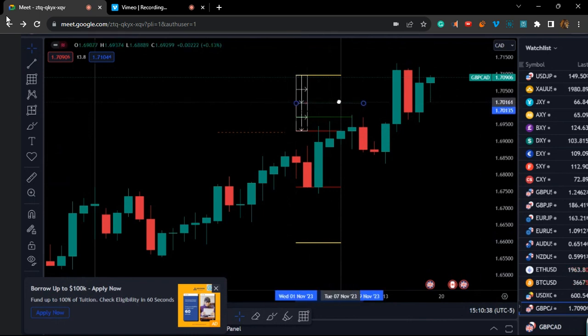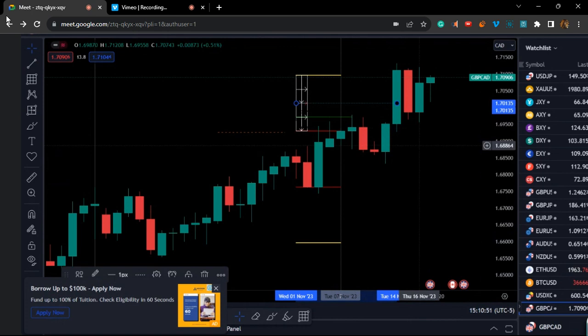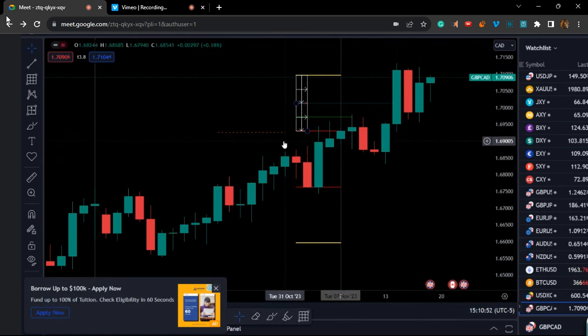Watch this, because you have to do this for all the pairs. Drag it over and drag it all the way to where it hit 50%. All right, now the orange line, you're going to put it at the other 50% at the top. Drag it all the way over to hit 50%.